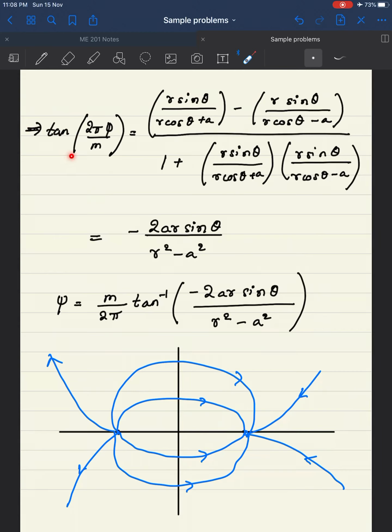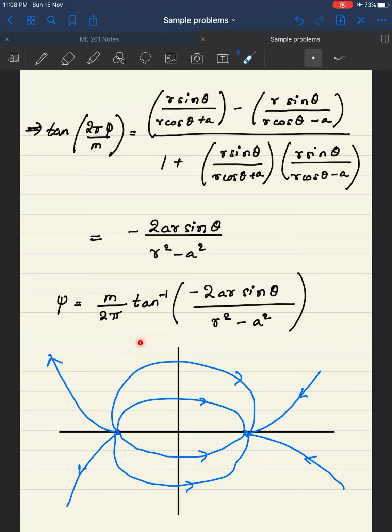And then you have tan 2 pi psi by m is equal to this function here. If you simplify this, you end up getting this function. Again, you should double check. From here, you can easily get psi as m by 2 pi tan inverse of this quantity.